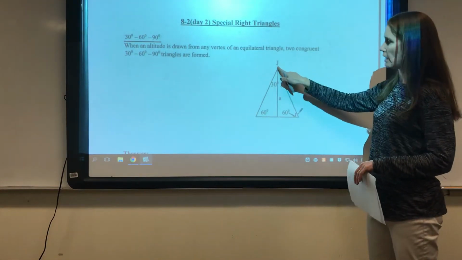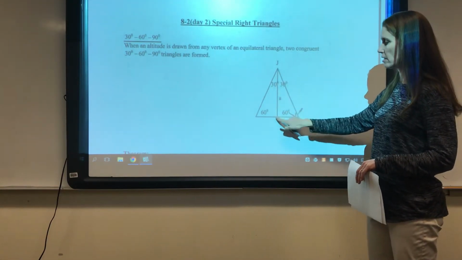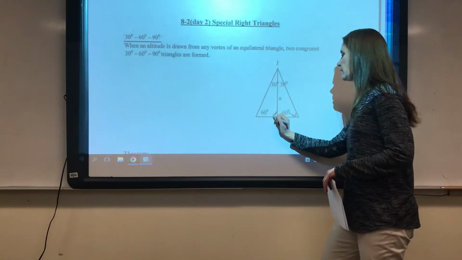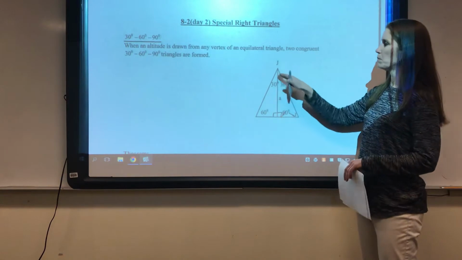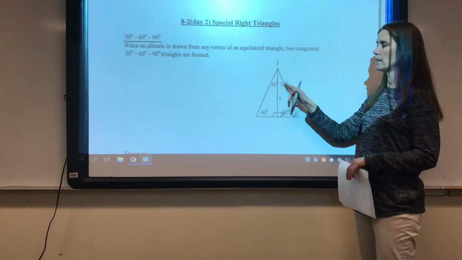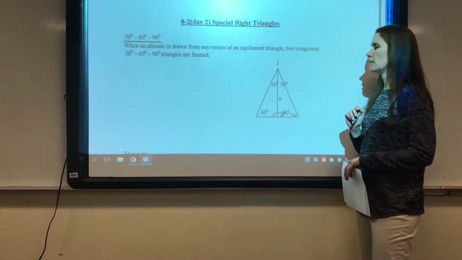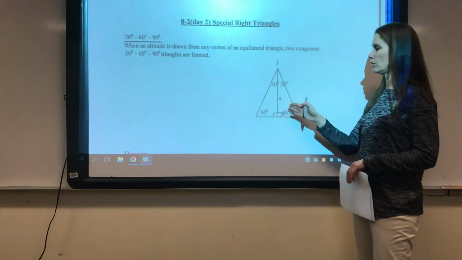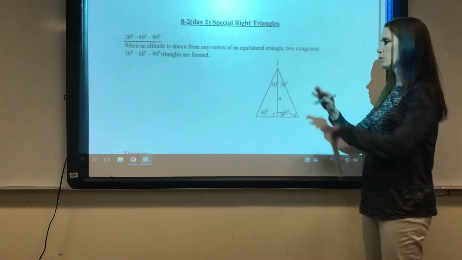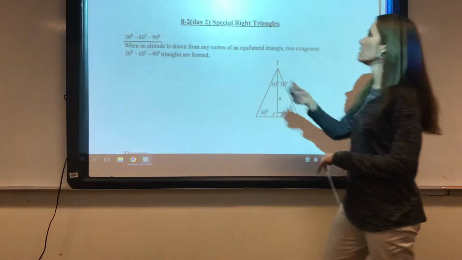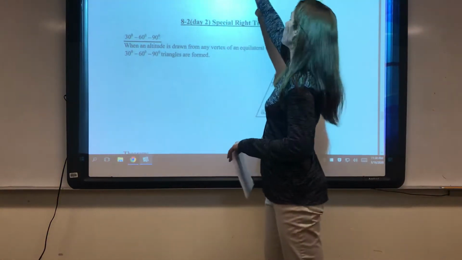But if I draw an altitude from this vertex down to this side, that means that these are both right angles. I just split this 60-degree angle into two, and now I have a 30 and 30. And so now it's just saying two 30, 60, 90 triangles are formed. So I'm going to move this up, and then we're just going to deal with one of those 30, 60, 90 triangles at a time.